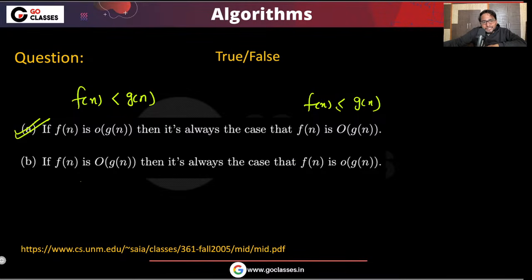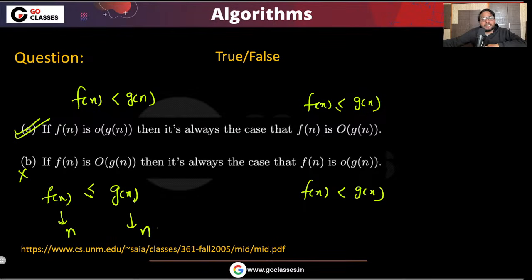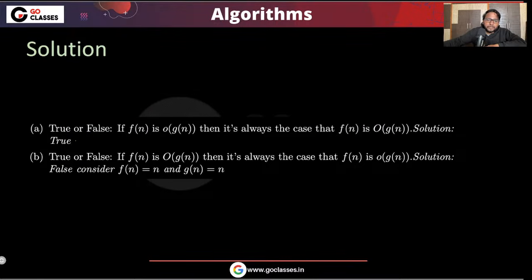If it is less than or equal to, then can you say it is strictly lesser? Can you say it is strictly lesser? No, right? So that's why this is false. If it is less than or equal to, then maybe both are really equal. This is n, this is n, right? Is it strictly lesser? No. So that's why this is false. So A is true and this is false. Okay.